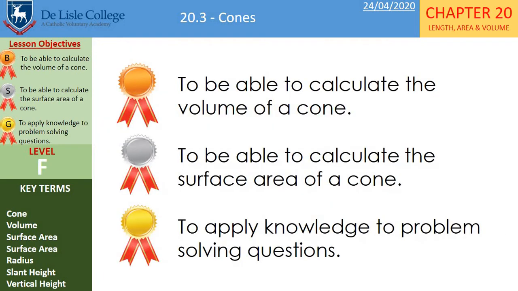Excellent. Right, your success criteria today. So bronze, to be able to calculate the volume of a cone. Silver, to be able to calculate the surface area of a cone. And gold, to apply knowledge to more complex problem-solving questions.